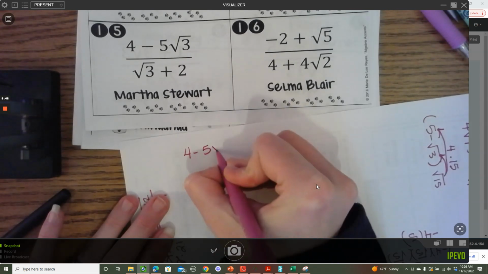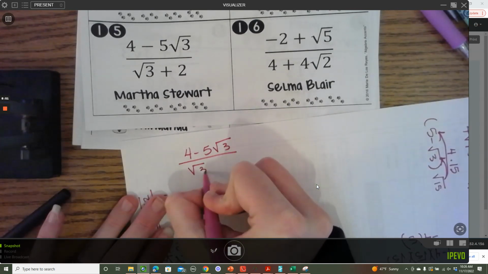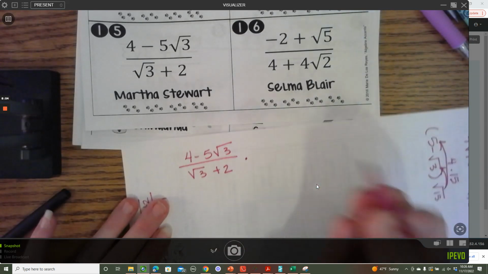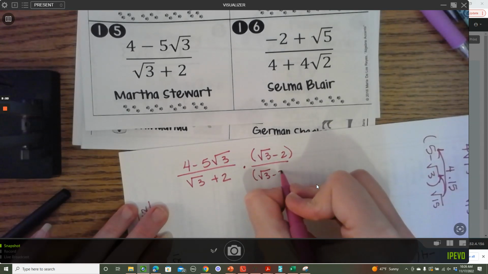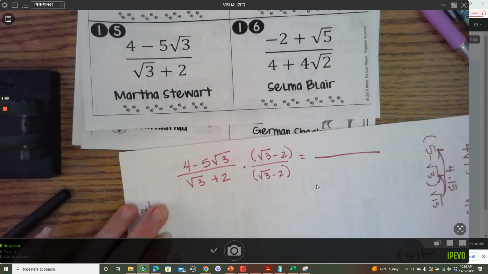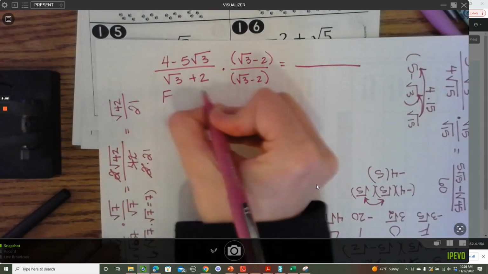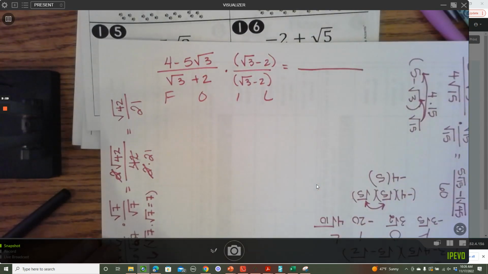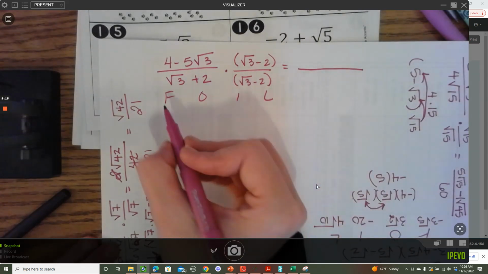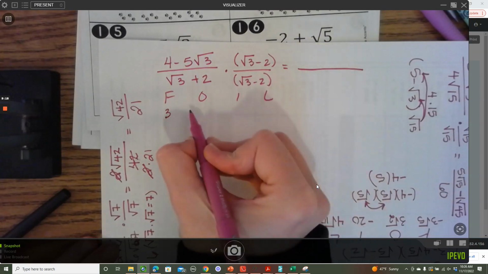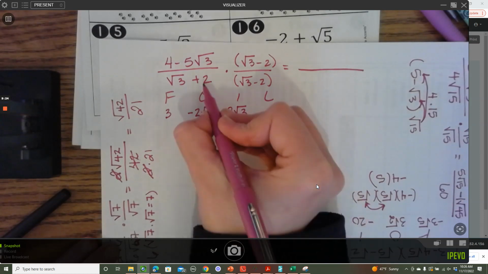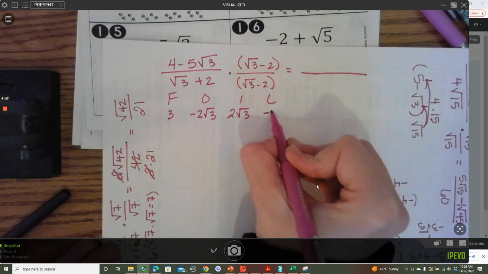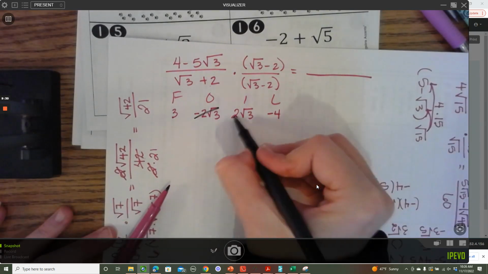4 minus 5 square root of 3, over square root of 3 plus 2. So, multiply by the conjugate: square root of 3 minus 2, over square root of 3 minus 2. FOIL. The bottom first or top? I always do the bottom first to make sure that the radical cancels out. So, square root of 3 times square root of 3, just a 3. Square root of 3 and a negative 2, smush them together. 2 times the square root of 3, smush them together. Positive 2 times a negative 2, negative 4. So this cancels this. 3 minus 4.